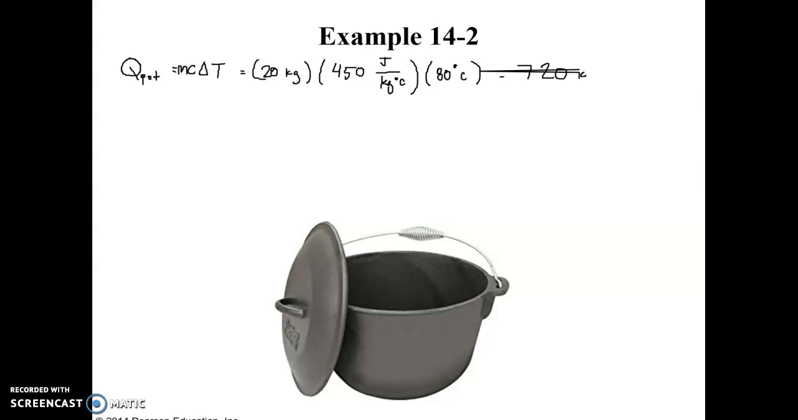So 20 times 450 times 80 gives us 720 kilojoules. Oh, my pen tool kind of malfunctioned there. Erase that. All right, let's get back to the pen. What are my units here? Oh, yeah, kilojoules. Kilojoules. Okay, so is that a lot of energy or not a lot of energy?